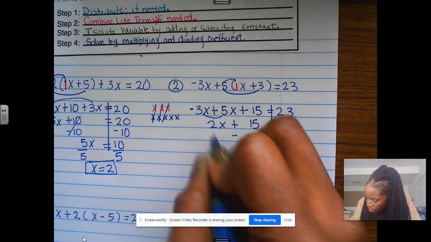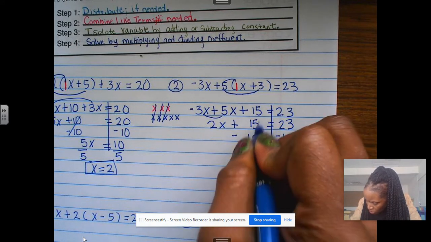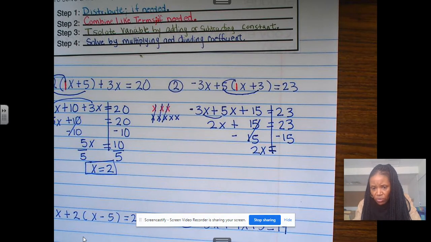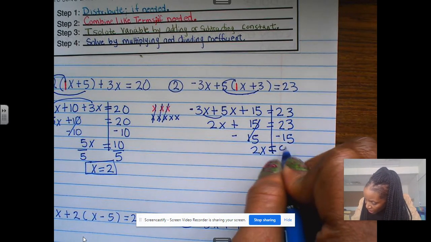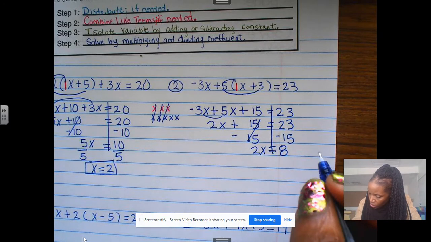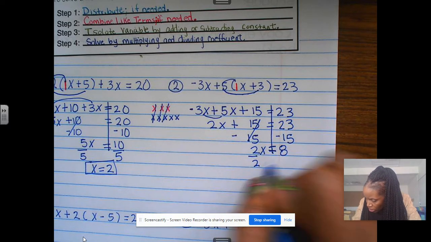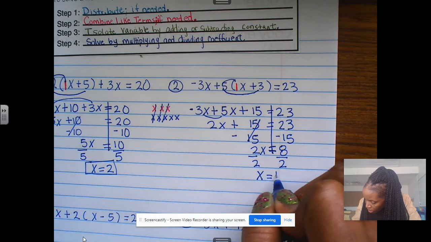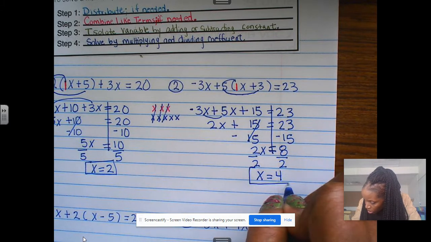So what do I write here? This comes down. My goal was to get rid of it, put my equal sign. And I'm going to say 23 minus 15 is going to give me 8. And then I'm going to do what? Divide by my 2. So my x equals 4.